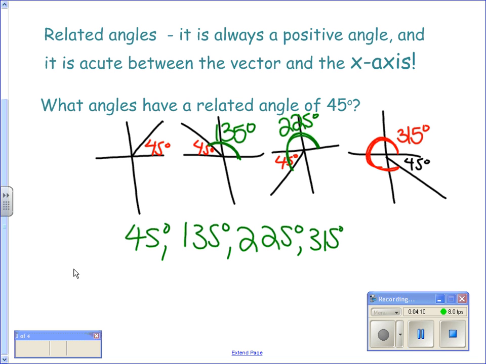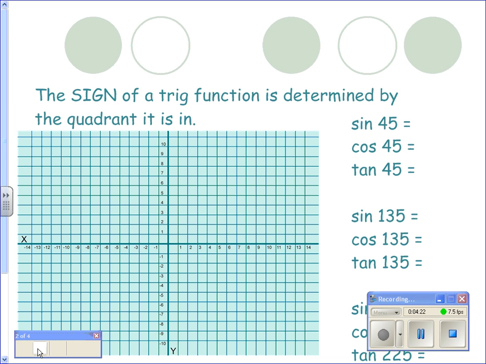If you can put it in the first quadrant, you can write it in each other quadrant. Anything bigger than 0 and less than 90 has 3 other related angles, and you can put them each in the other quadrants. Okay, so the sign of the trig function is determined by the quadrant that it is in. The sign, S-I-G-N, not S-I-N-E. The positive or negative part of the number is determined by the quadrant it's in.